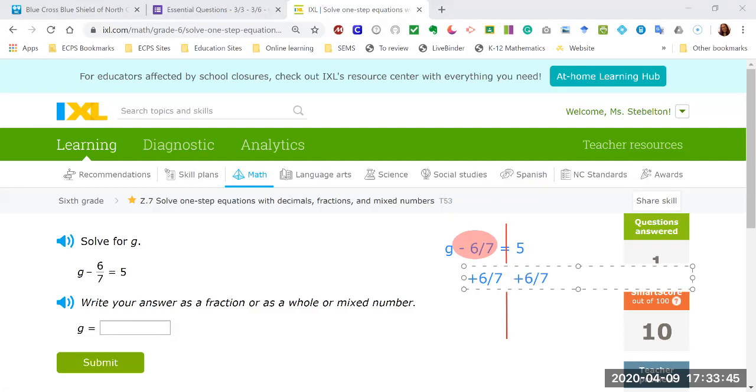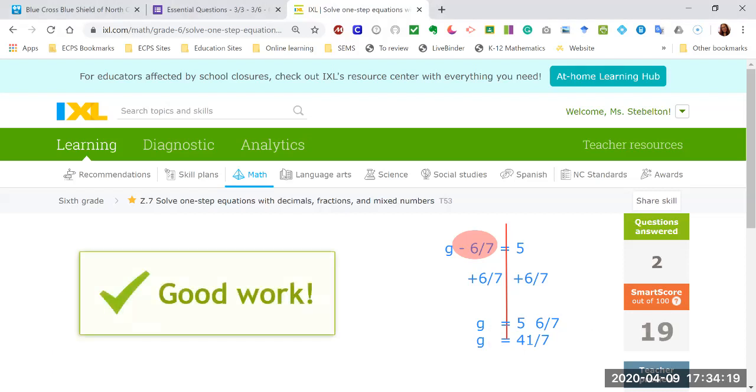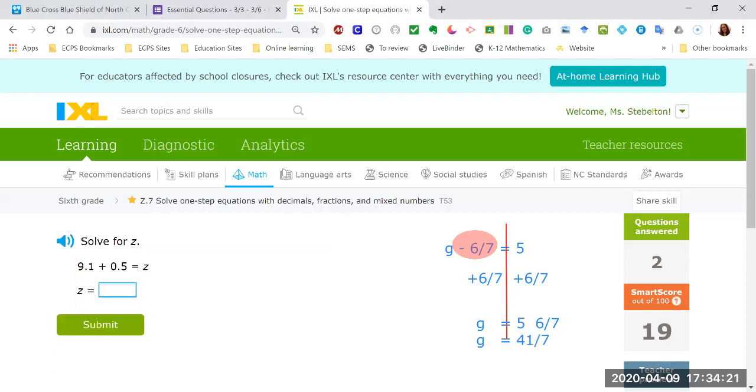All right, now, if I add 5 and 6/7, that really is just going to give me 5 and 6/7. So g is 5 and 6/7, or if I were to change that to an improper fraction, 7 times 5 is 35. 35 plus 6 is 41. So it would be 41/7. So let's just check that. And that is correct. All right, we're going to do a couple more.